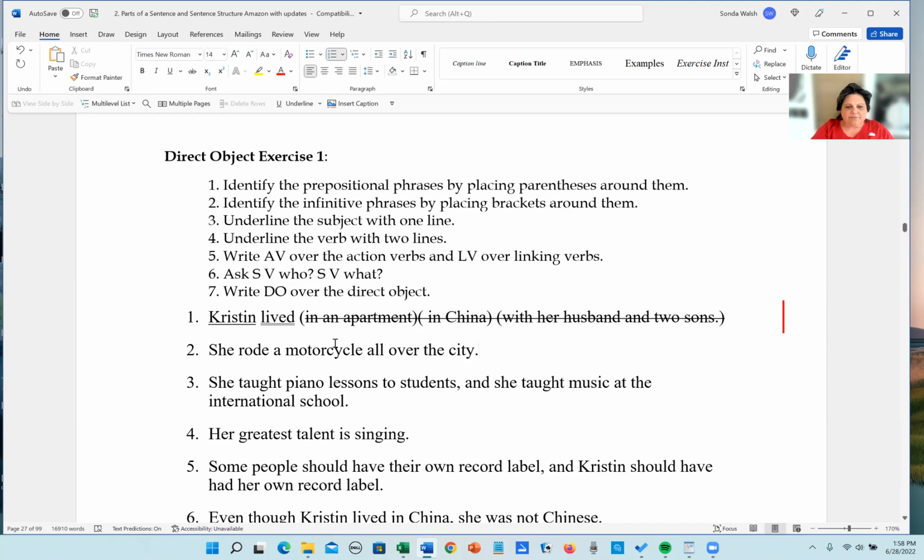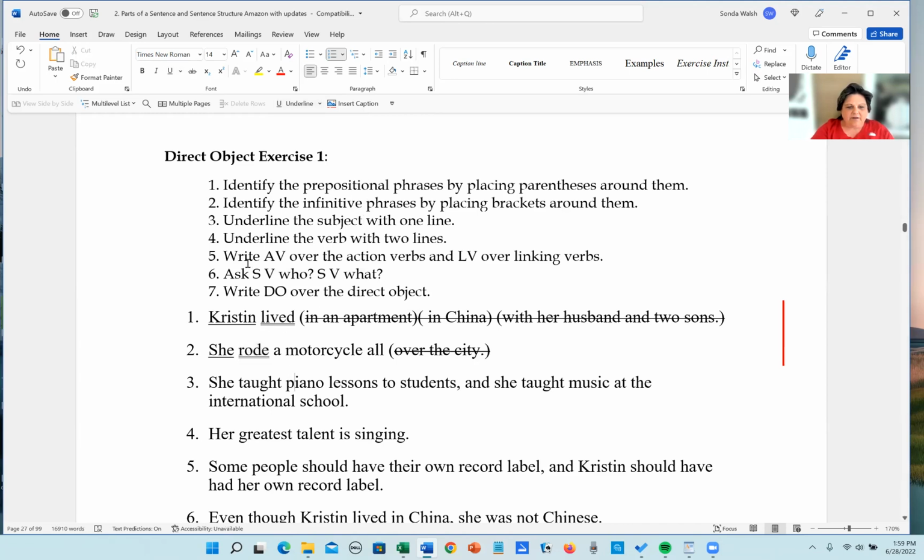Let's go to number 2. She rode a motorcycle all over the city. So actually, over the city is a prepositional phrase. I do not see any infinitives, but I'm going to go ahead and draw a line through all over the city. So we know that we won't be able to find a direct object there. Then it says to underline the subject with 1 line. So she is the subject. Underline the verb with 2 lines. Rode is our verb.